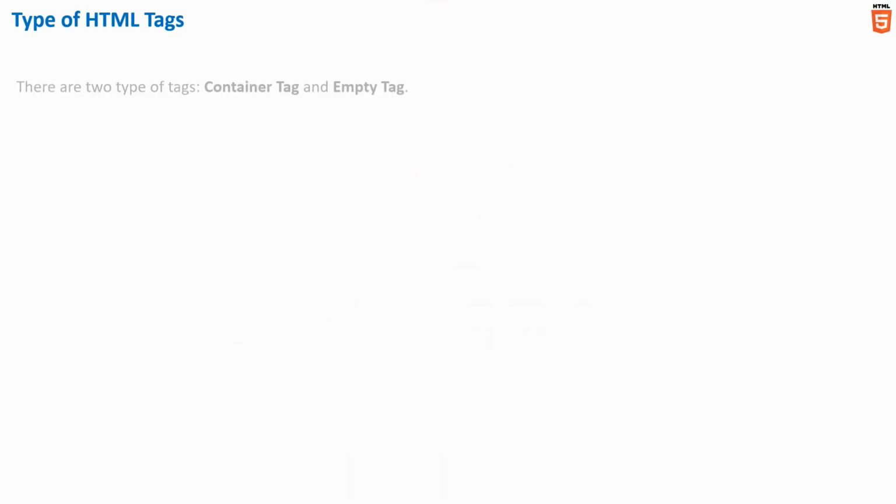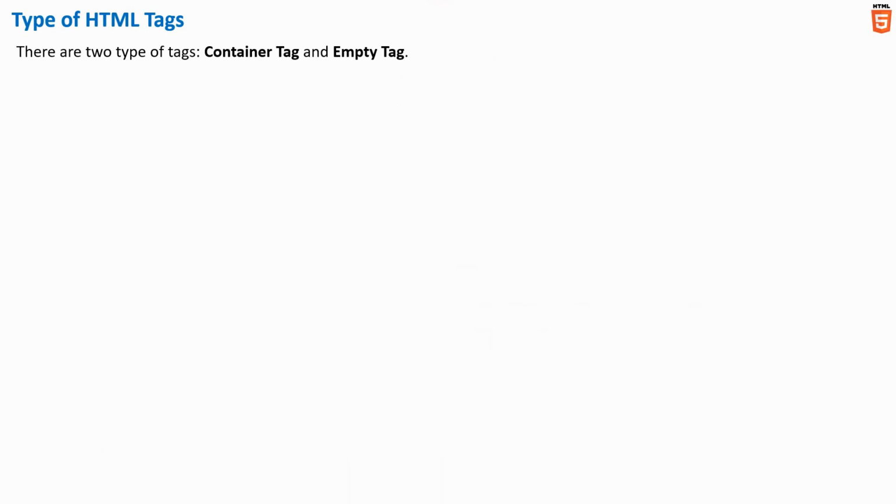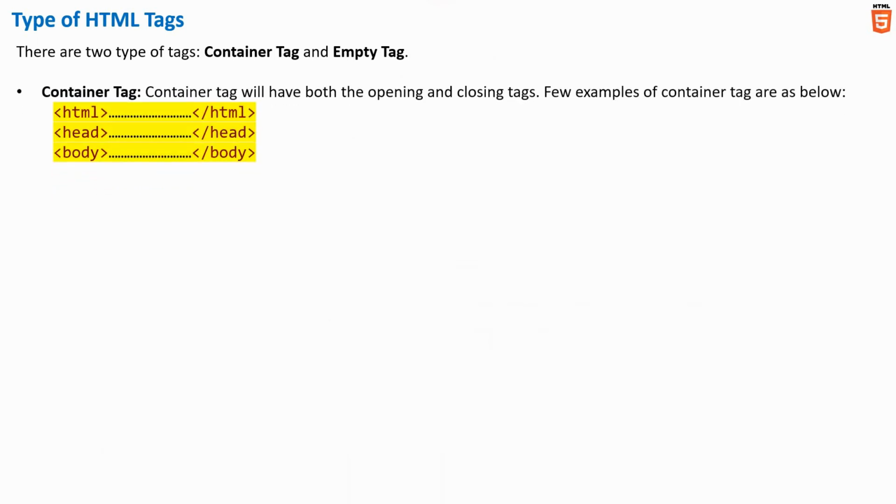So friend, let's start. Now there are two kinds of tag in HTML, the container tag and the empty tag. Now the container tag will have the opening tag and also the closing tag. Anything that we write in between this opening tag and the closing tag is known as the content of that HTML tag. Now a few examples of the container tag are as below.